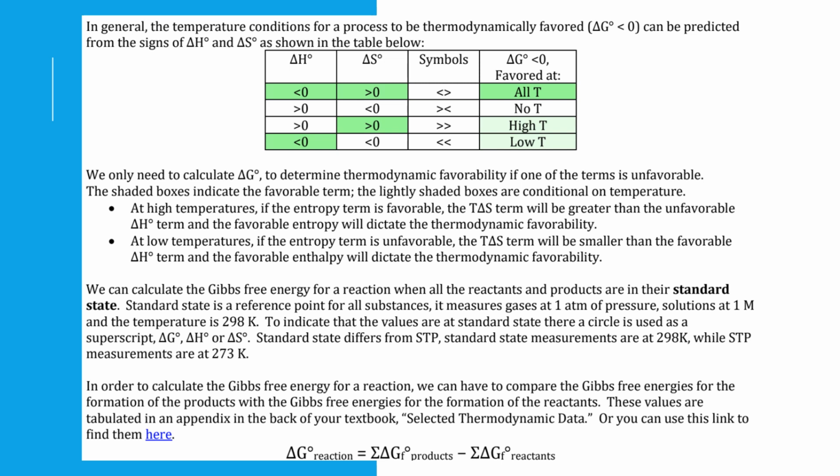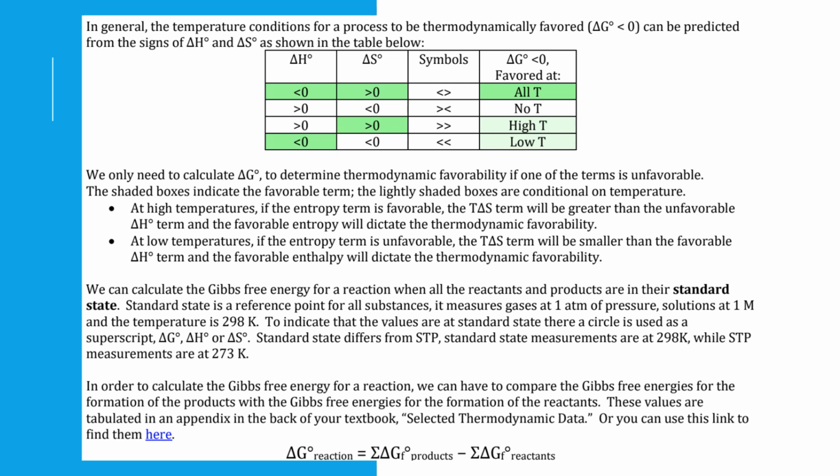We can calculate Gibbs free energy for a reaction when all the reactants and products are in their standard state. It's considered a reference point for all substances. Gases are at 1 atmosphere, solutions are at 1 molar, and the temperature is 298 Kelvin. To indicate standard, you put a small circle, the degree symbol, next to it. Standard state differs from STP because STP occurs at 273 Kelvin, standard temperature and pressure.